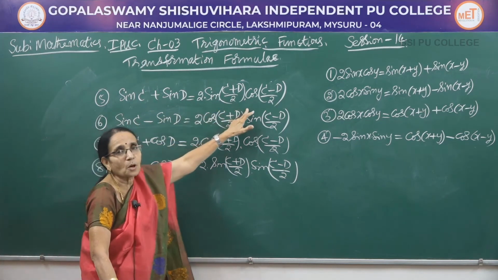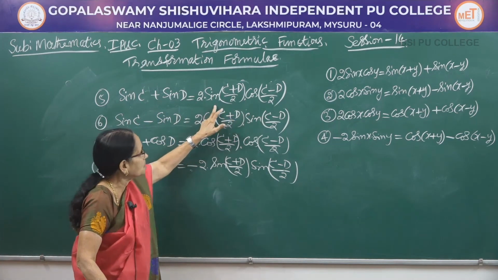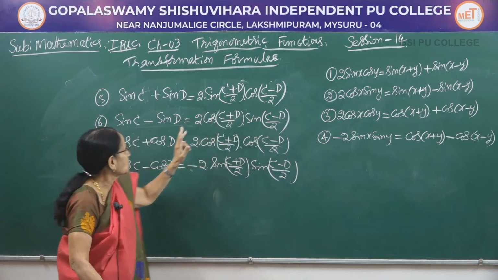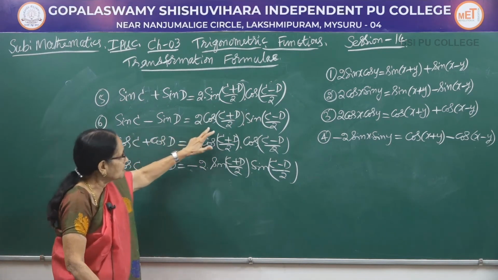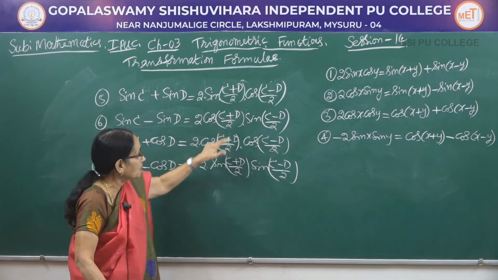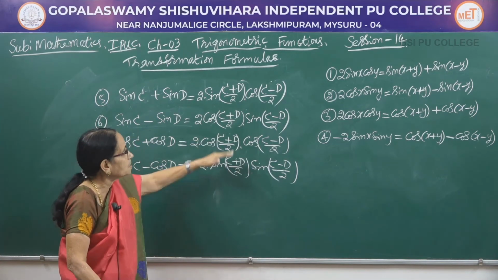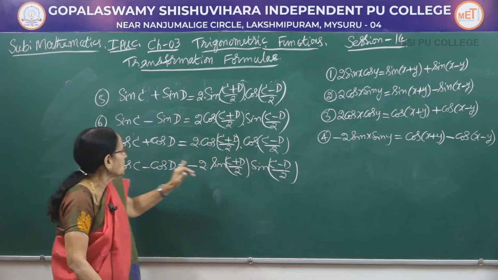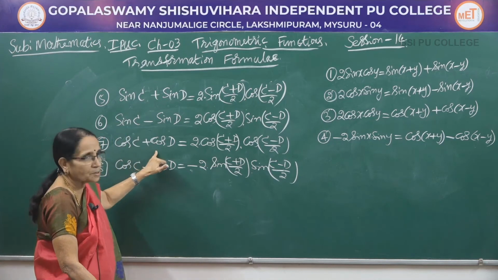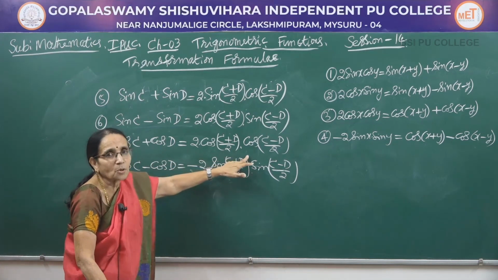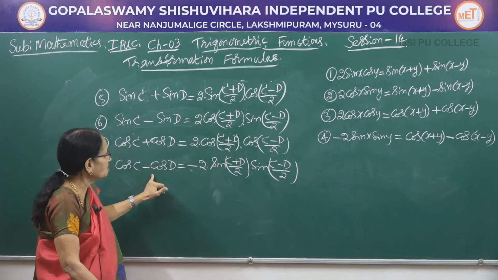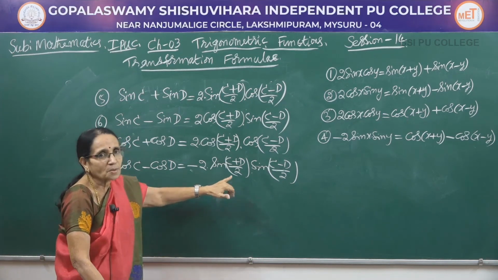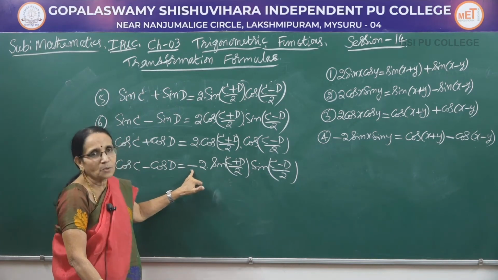It is a mixed product of sine cosine. First sine comes, then cos comes. Now when you take the difference, first cos comes, then sine comes. The angle is same. First angle is this and the second angle is the other one. Similarly, cos c plus cos d is purely a cosine product. Cos c minus cos d is purely a sine product, only here we have the minus sign.